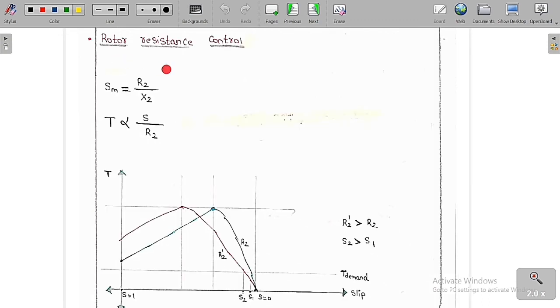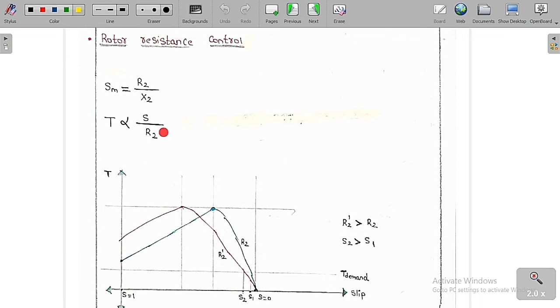So now we are going to analyze one important visual concept, which is called rotor resistance control. Rotor resistance control means we are going to increase the resistance of the rotor. I have already told you the slip at maximum torque is Sm = R2/X2. This is the slip at which we get the maximum torque.